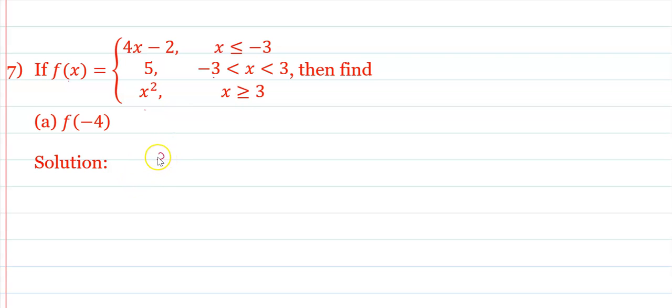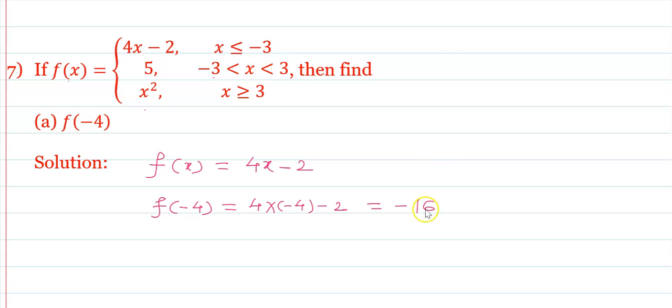Therefore, I will write here f of x is equal to 4x minus 2. Okay. And therefore, f of minus 4 is equal to 4 into minus 4 minus 2, that is equal to minus 16 minus 2, and that is equal to minus 18. Therefore f of minus 4 is equal to minus 18 in this way.